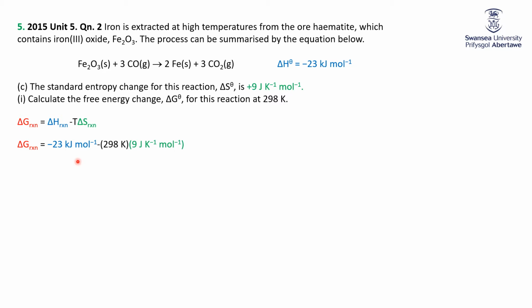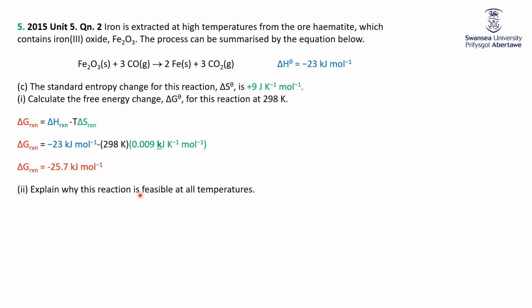Very important at this point, you notice that delta H is in kilojoules, delta S is in joules. You cannot combine apples and oranges, kilojoules and joules, so we have to convert. I usually convert delta S. So instead of it being 9 joules, it's 0.009 kilojoules. Now we can multiply it out and determine delta G: minus 25.7 kilojoules per mole.